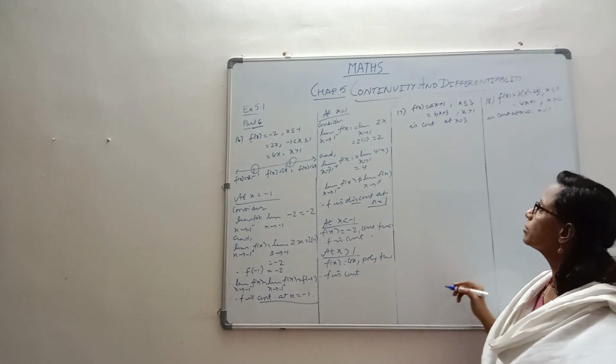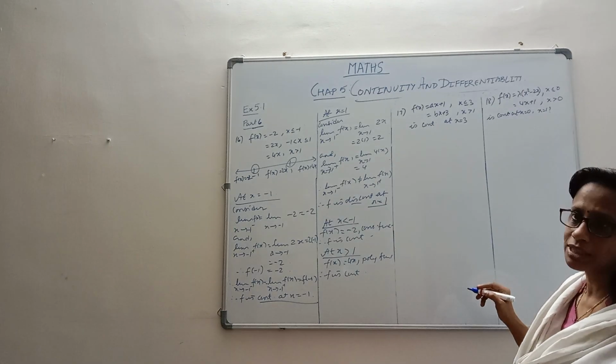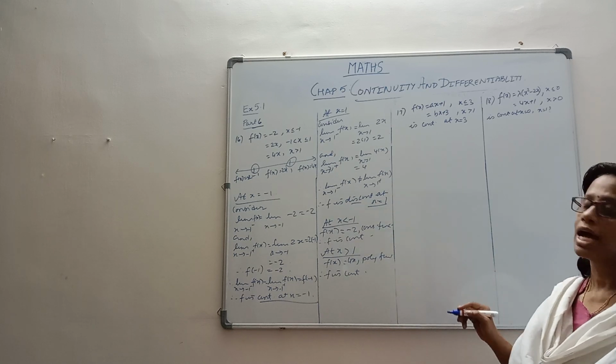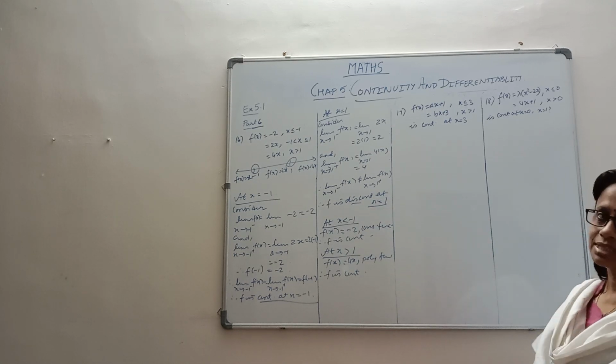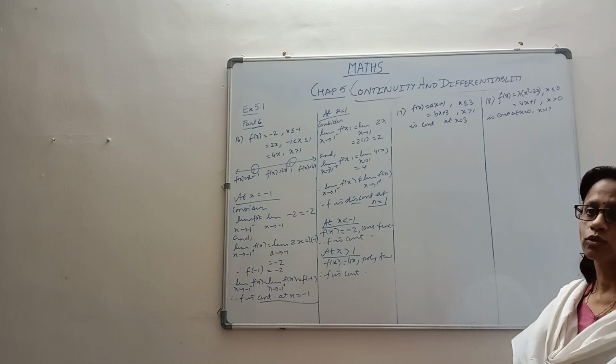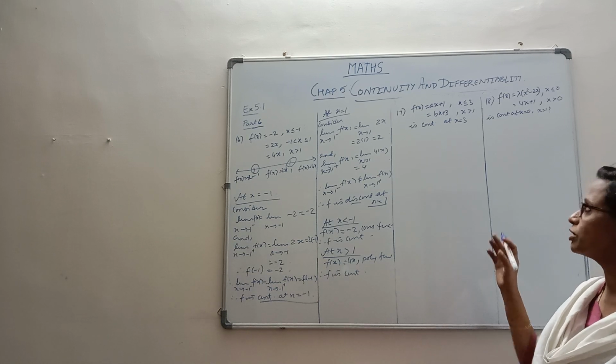Now once we are done with that, we are going to the next question. All this time we were discussing continuity. Now that approach is changing: they have given us continuity, but they have given us unknowns in the functions, and those unknowns have to be found out. That is what we are going to see now.